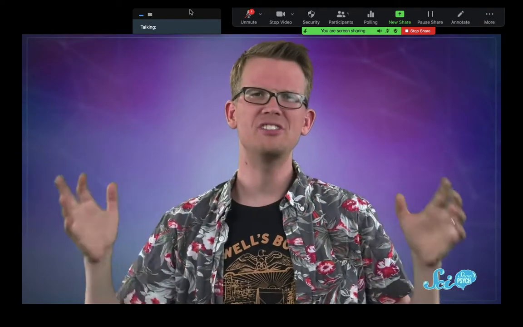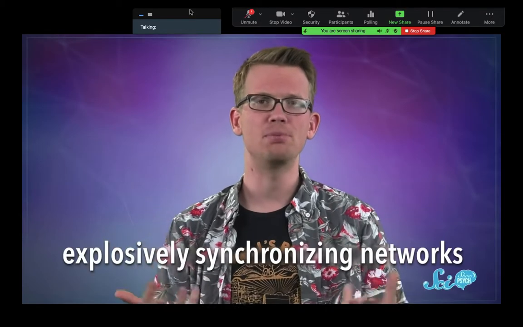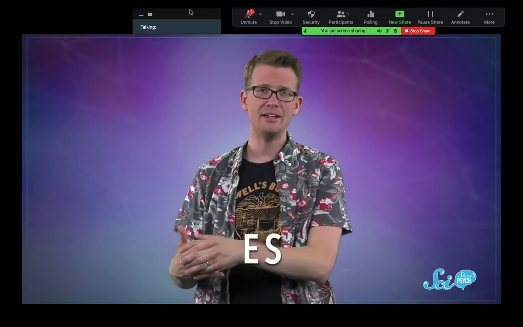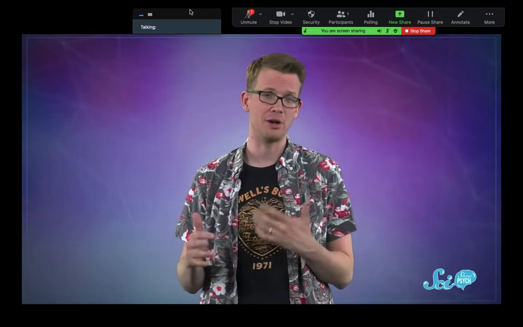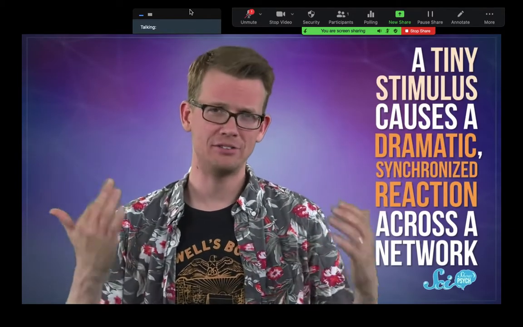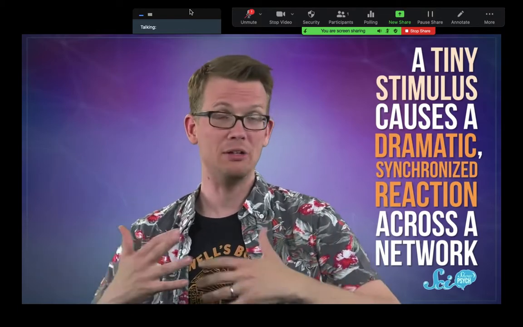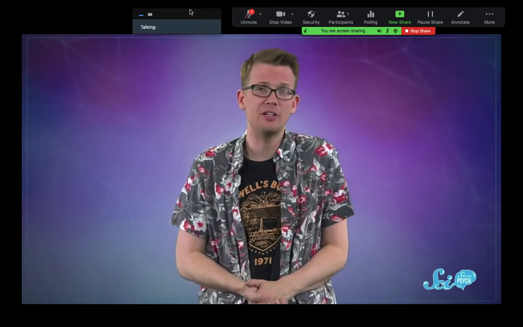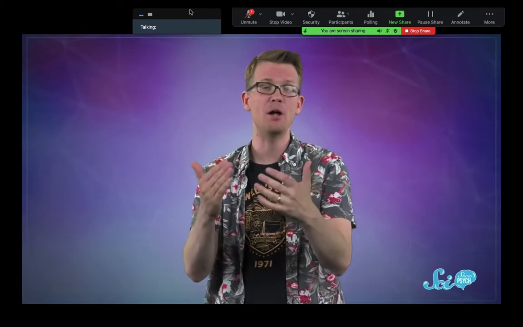This made the researchers consider if what they were measuring may be similar to what's seen in something called explosively synchronizing networks. Explosive synchronization, or ES, is a phenomenon that's usually studied in fields like physics, like with power grids, rather than medicine. When it happens, a tiny stimulus causes a dramatic synchronized reaction across a network. In brains, that's explosive. To a fibro sufferer, a poke in the side that would feel like nothing to your average person becomes way more intense, becoming painful much more easily.